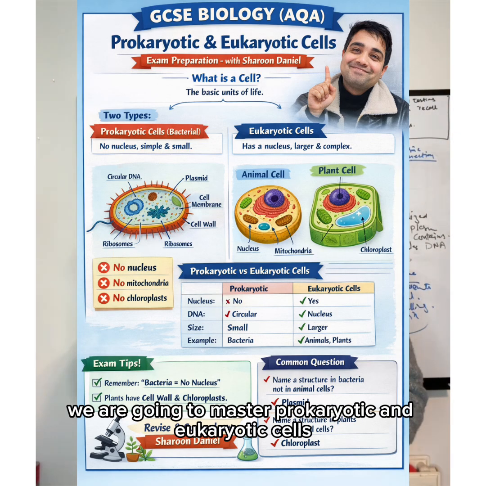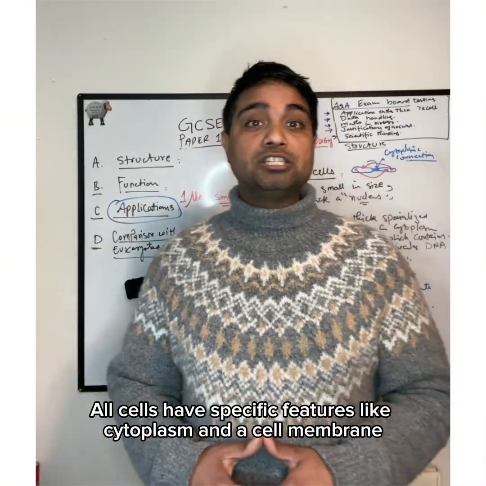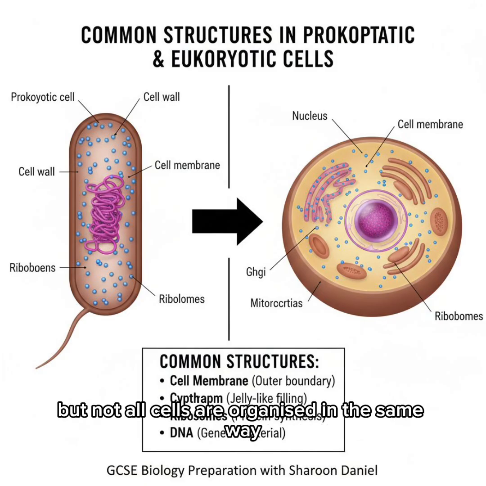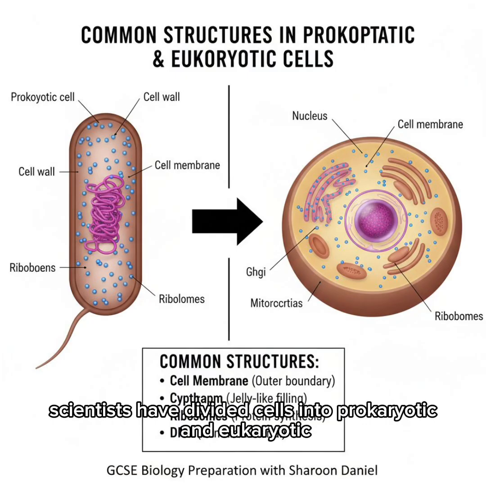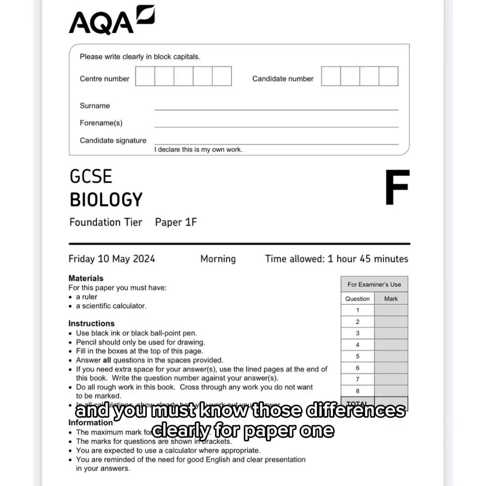Therefore, today we are going to master prokaryotic and eukaryotic cells in a way that your examiners can't catch you out. All cells have specific features like cytoplasm and a cell membrane, but not all cells are organized in the same way. Therefore, scientists have divided cells into prokaryotic and eukaryotic, and you must know those differences clearly for paper 1.